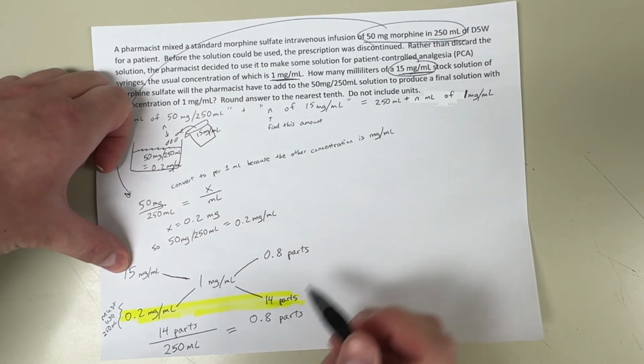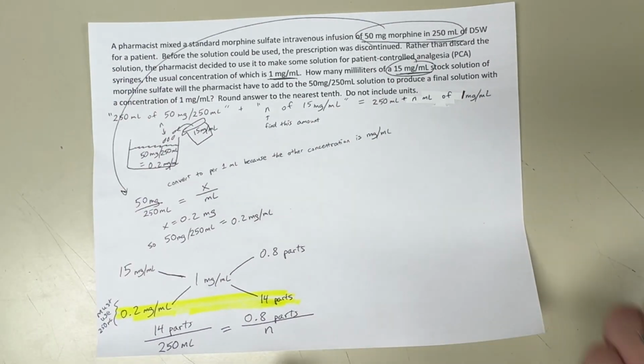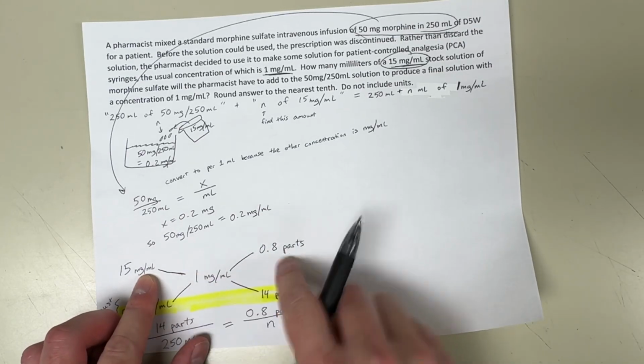How much of this to use? I don't know. That's why I'm calculating it over N. N is the amount of this 15 milligram per milliliter stock solution that I'm going to use.